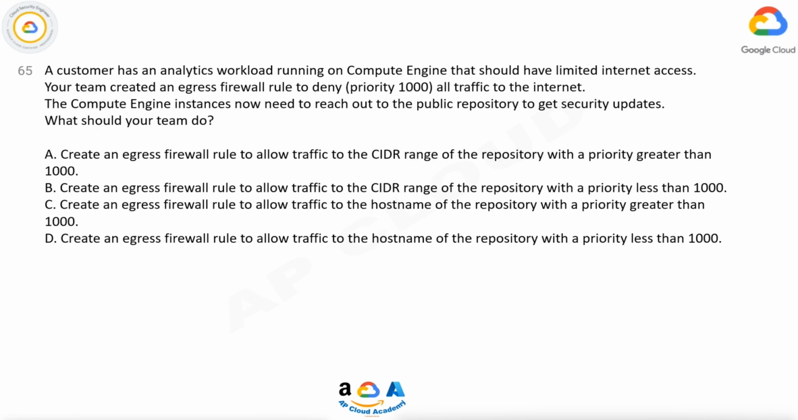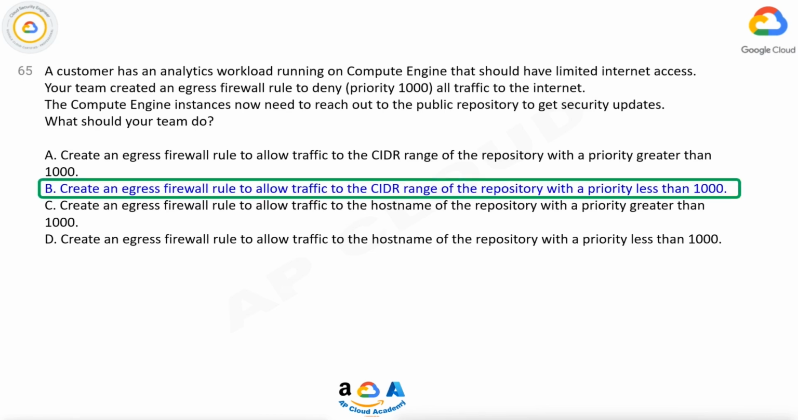A. Create an egress firewall rule to allow traffic to the CIDR range of the repository with a priority greater than 1000. B. Create an egress firewall rule to allow traffic to the CIDR range of the repository with a priority less than 1000. C. Create an egress firewall rule to allow traffic to the hostname of the repository with a priority greater than 1000. D. Create an egress firewall rule to allow traffic to the hostname of the repository with a priority less than 1000. Correct answer, B. Create an egress firewall rule to allow traffic to the CIDR range of the repository with a priority less than 1000.